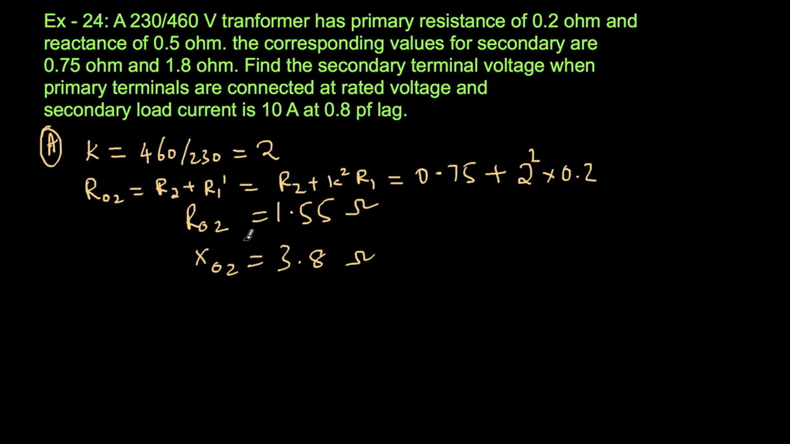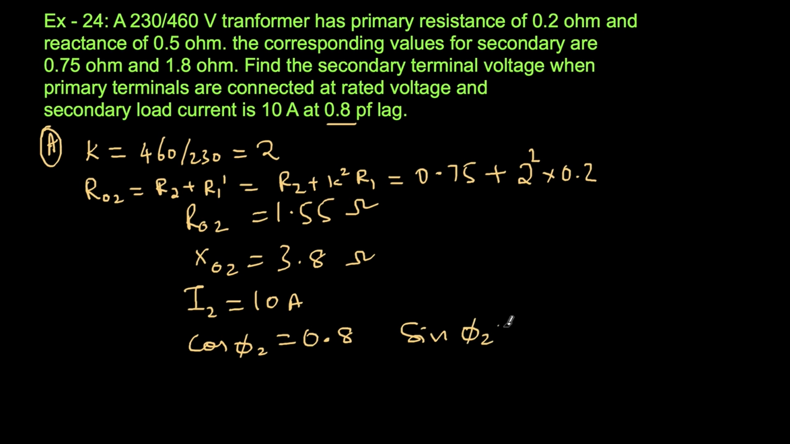Similarly, the I2 value is given. I2 is 10 amperes and the power factor is also given, cos of phi 2 is 0.8, and therefore sine of phi 2 is actually 0.6. So you know this.